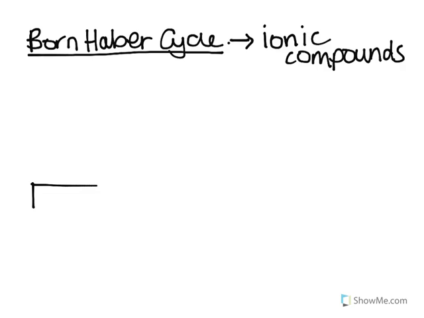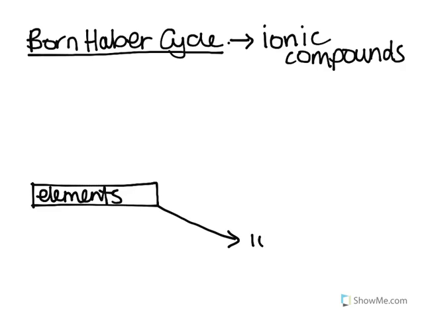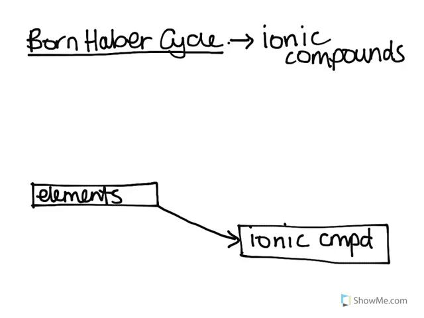So if we start with the basic construction of a Born Haber cycle, we can start with the elements in their standard states, that's their states under standard conditions, 298 Kelvin, 1 atmosphere pressure, and we can take those elements and turn them into our ionic compound, and if that's the case, we're looking at the enthalpy change of formation.